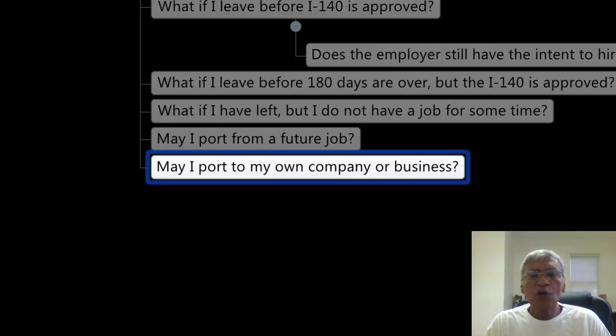Okay. So when you port to your own company or business, make sure you discuss this in detail with your lawyers. Make sure you understand what you're allowed to do and what you're not allowed to do.